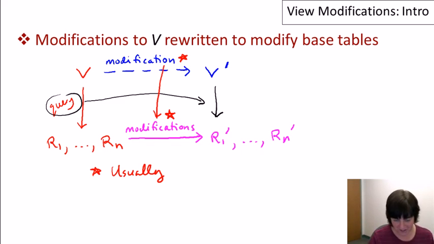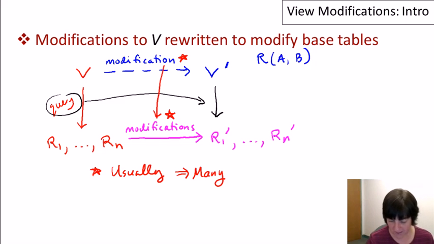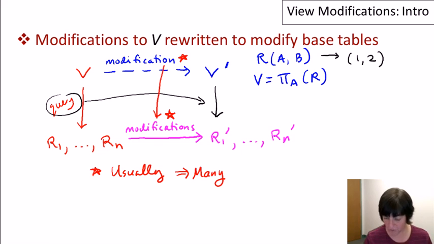The problem actually is that there's often many such translations, and so we don't know actually which one the user intended. So let me give an extremely simple example. Let's suppose that our relation R has two attributes A and B, and our view V is defined as the projection on A of R. Let's say that our current contents of relation R are just one tuple, the tuple 1, 2. In that case, the current contents of our view V are just the tuple 1.